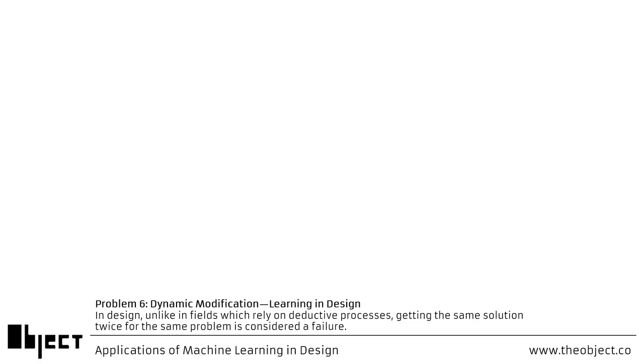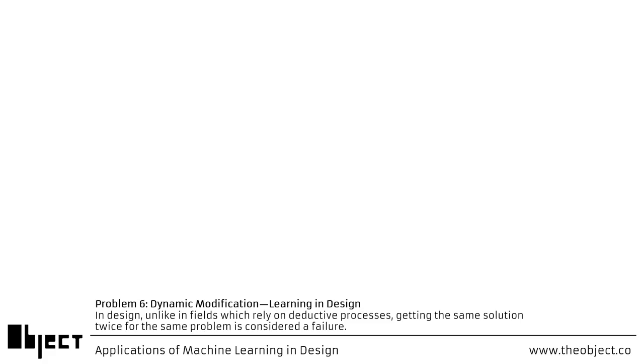So the next problem is dynamic modification and learning in design. To be honest, I was not able to find anything about that. I think this is a problem which still needs a lot more exploration in research and academia. The problem is that we want to learn on the go. If we design a building once, or any mechanical part once, and then something fails, we would like to come up with a better solution the next time, to learn on the fly. So with the new instance of the design, we just want to be able to improve the design.